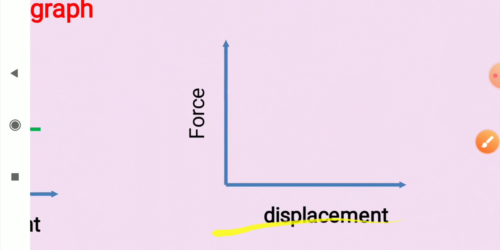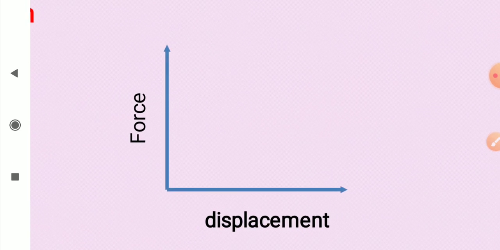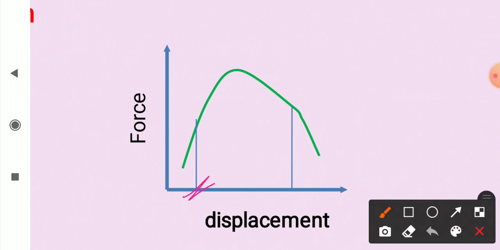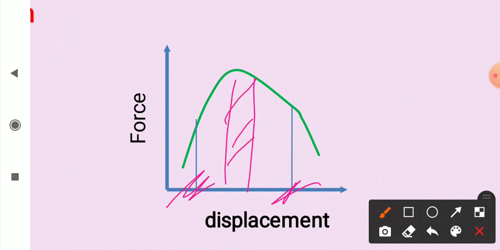Let's see what happens if the force is variable. So this is a case of variable force. We want to find out work done between any two displacements like these two. We want to find out work done between this position and this position. And what we do is we divide the whole displacement into very thin strips, right?